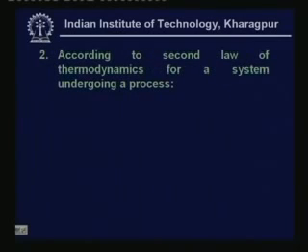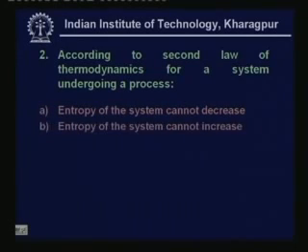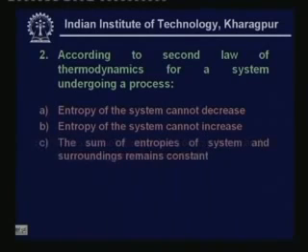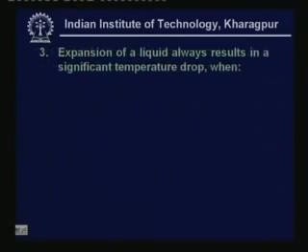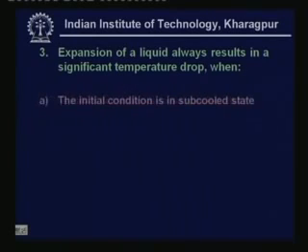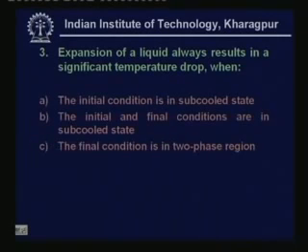The second question is, according to the second law of thermodynamics for a system undergoing a process: A, entropy of the system cannot decrease; B, entropy of the system cannot increase; C, the sum of entropies of system and surroundings remains constant; and D, the sum of entropies of system and surroundings always increases. And third question is, expansion of liquid always results in a significant temperature drop when the initial condition is in subcooled state, the initial and final conditions are in subcooled state, the final condition is in two-phase region, and none of the above.